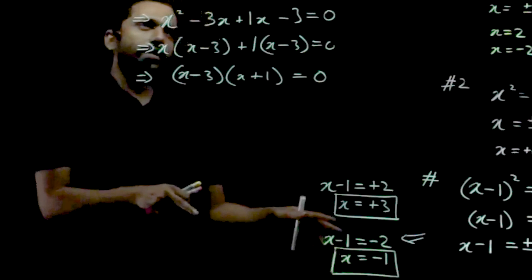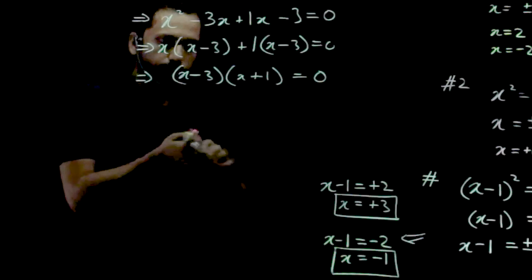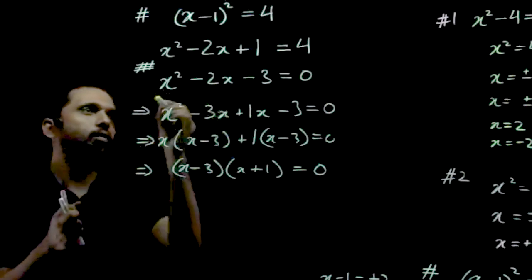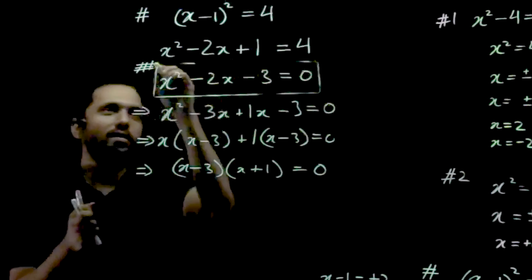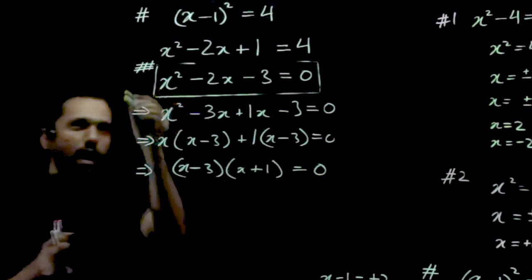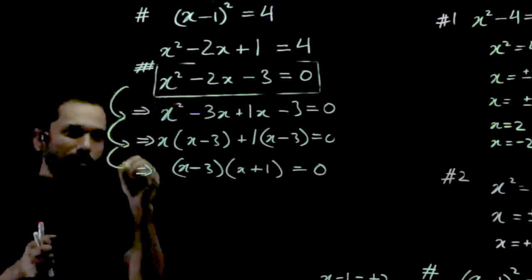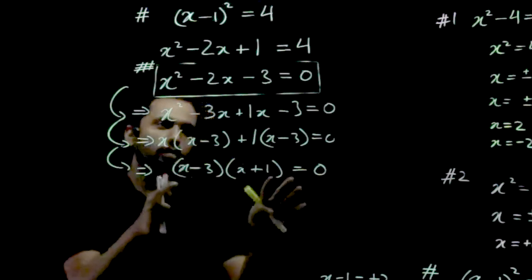So the point over here is, if you get a quadratic equation, you have two routes of doing it. Either do this way, that is finding out the factors.